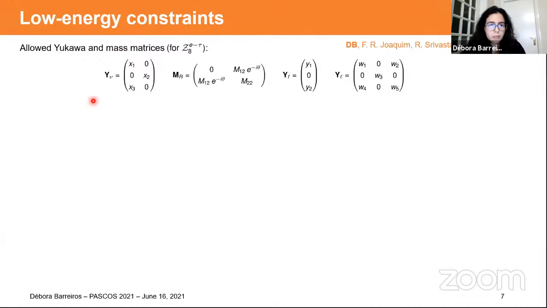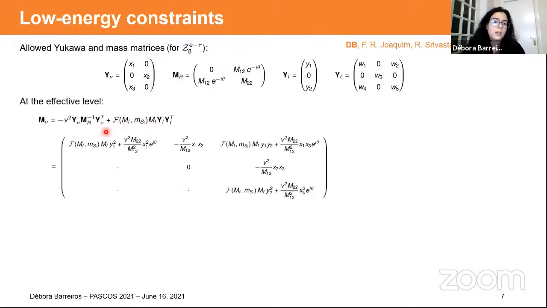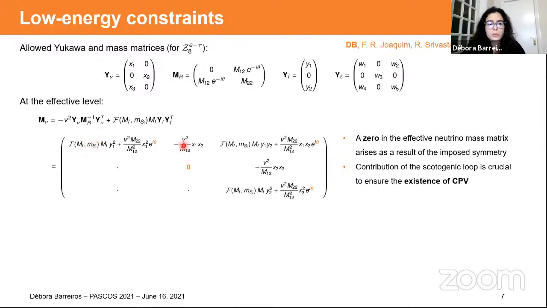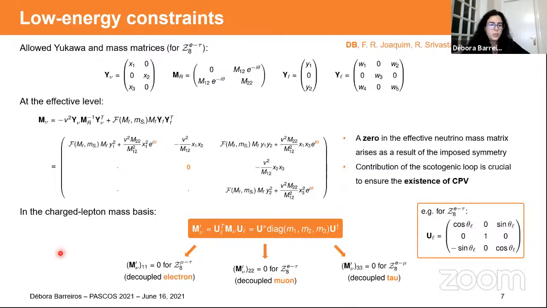Moving on to the low energy constraints, recall that these were the matrices that were allowed by our symmetry Z8. And once we put this information in the effective neutrino mass matrix, this is what we get. So as you can see, our symmetry imposes a 0, which we can test against neutrino data. And also notice that the contribution from the scotogenic loop is really crucial in order to ensure the existence of CP violation. If these terms were not here, then this phase could be taken away and CP would be conserved. Okay, so once we go to the basis where charged leptons are diagonal by rotating this matrix using the charged lepton mixing matrix, we will end up with three possible constraints depending on our charge assignment for decoupled electron, muon, and tau.